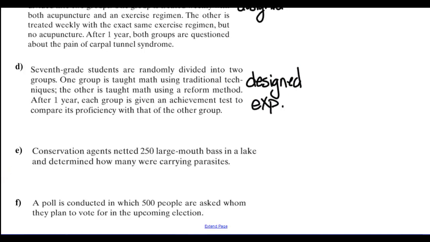For E, conservation agents netted 250 largemouth bass in a lake and determined how many were carrying parasites. Again, this is just observational. There are no separation of groups, and there's not treatment of two different groups. And for F, a poll is conducted in which 500 people are asked whom they plan to vote for in the upcoming election. Again, they're not separated into groups, they're not treating the groups differently, so this is just observational.